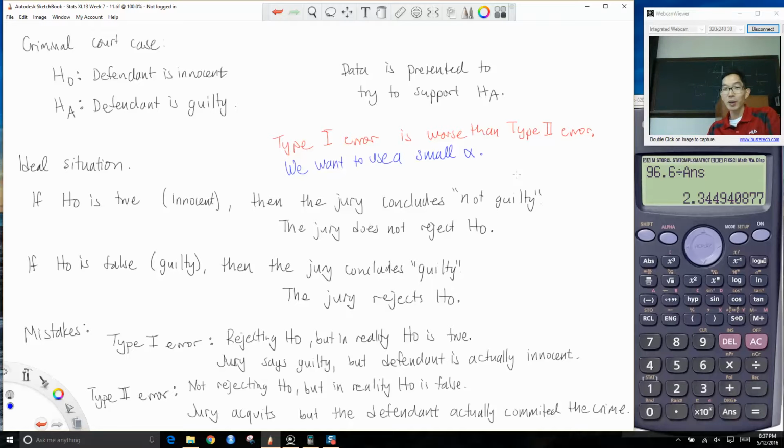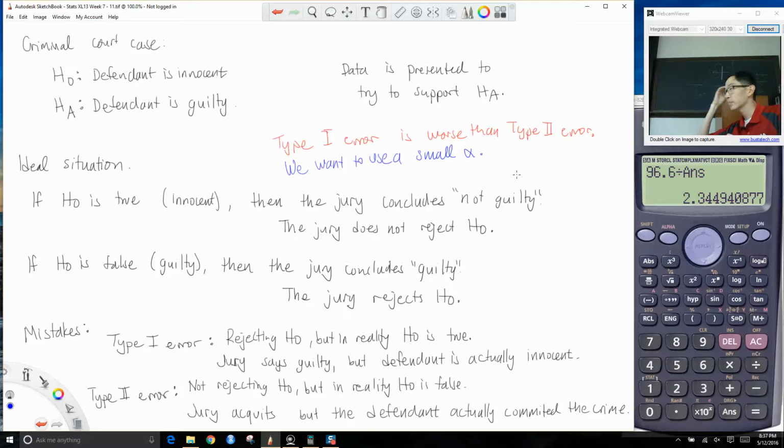We want a small alpha because we don't want to increase beta. I mean, we don't want either of these mistakes, okay? But if we had to, we would rather have more type 2 errors and fewer type 1 errors. And so we would rather have a small alpha and a larger beta than the other way around, okay?